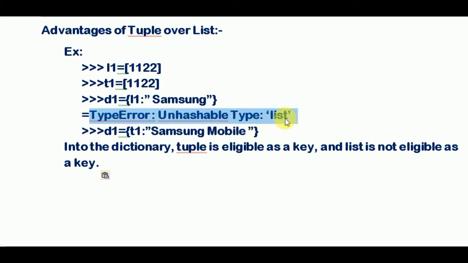The error is unhashable type list, because a list is not allowed in the key place as its values are changeable, mutable objects. Here we use T1, which is a tuple, in the dictionary, so the tuple is eligible as a key. Why? Because it is an immutable type of object, so its value cannot be changed. And a list is not eligible as a key because its value can change.